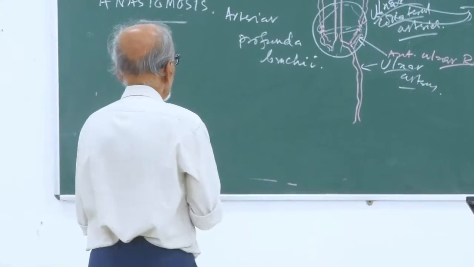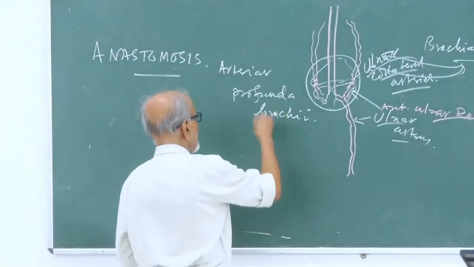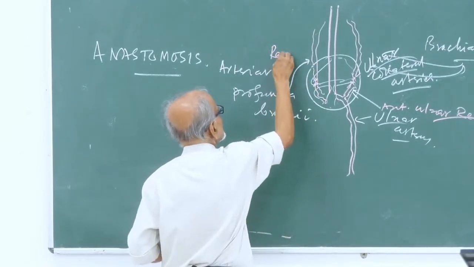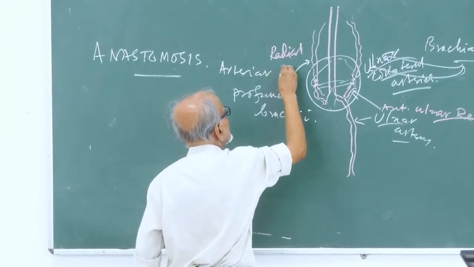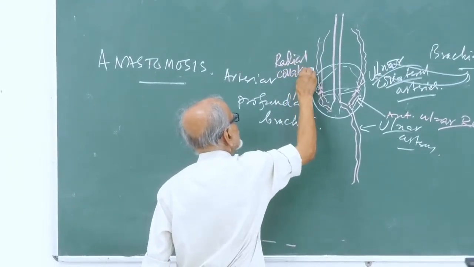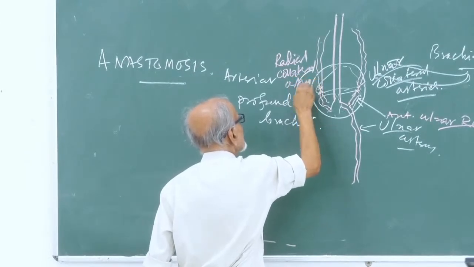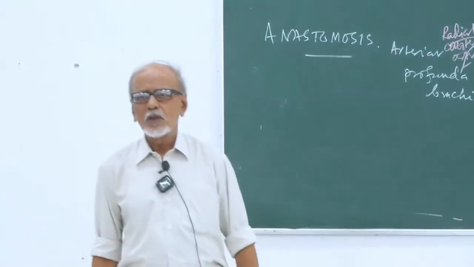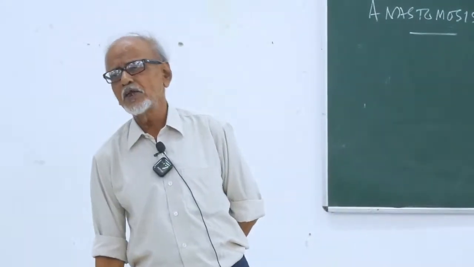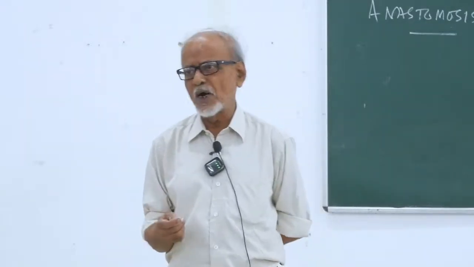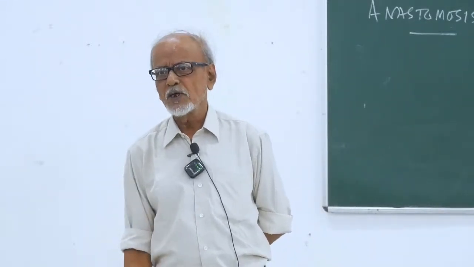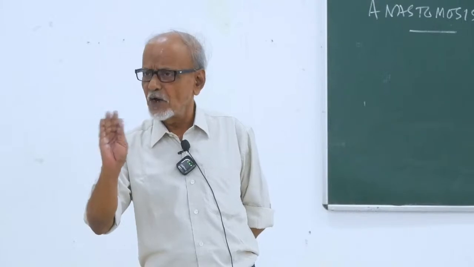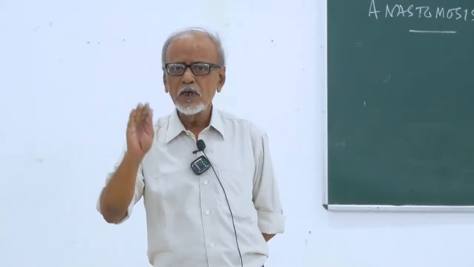profunda brachii. So what is the name of this branch of profunda brachii? The name of this branch is radial collateral artery, because it accompanies the radial nerve, radial collateral artery. The artery behind the lateral humeral epicondyle, again derived from the stem artery, arteria profunda brachii. What is its name? Middle collateral artery. It doesn't accompany any nerve, therefore it is being called middle collateral.